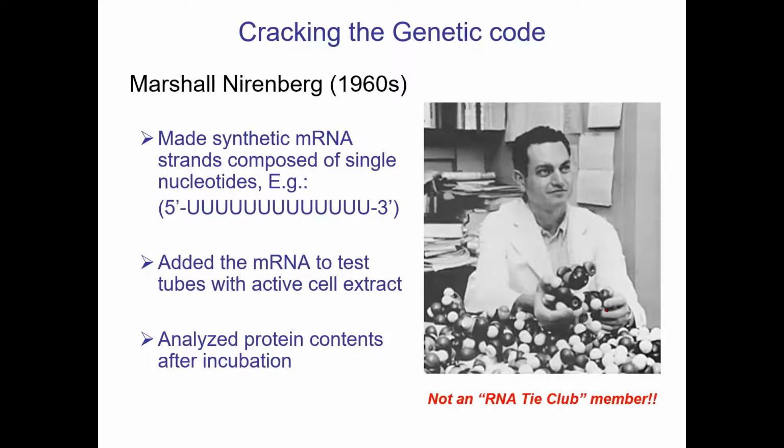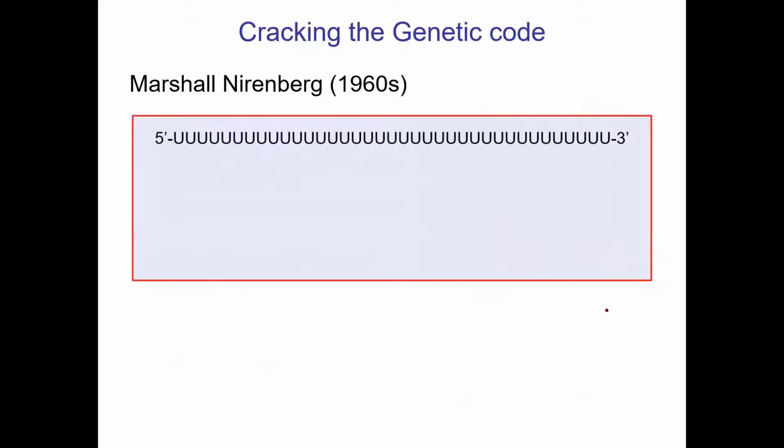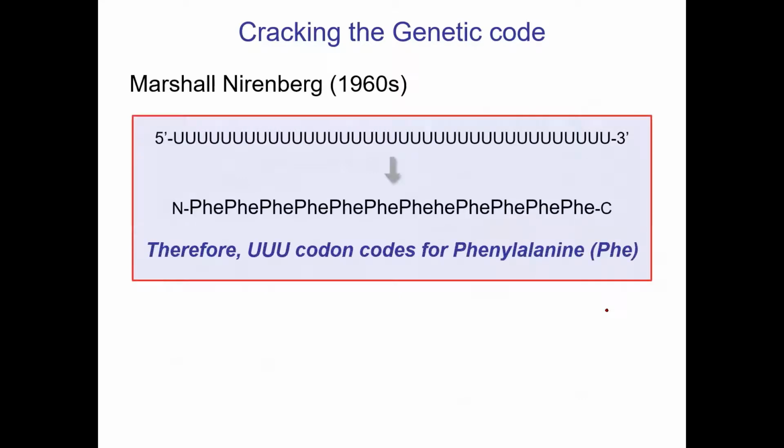So what's in a yeast extract? Well, if you think about a yeast extract, you're breaking open the yeast cell. It has ribosomes, it has nucleotides, it has everything you need to make proteins, right? And so he basically put in the synthetic RNA and then tested later to see what was made. Probably, I'm guessing, using some radioactivity, but I'm not entirely sure about that. So he analyzed the tubes, and this is kind of what he got. He got phenylalanine, phenylalanine, phenylalanine, a whole bunch of phenylalanines in a row. So he concluded that UUU must code for phenylalanine.